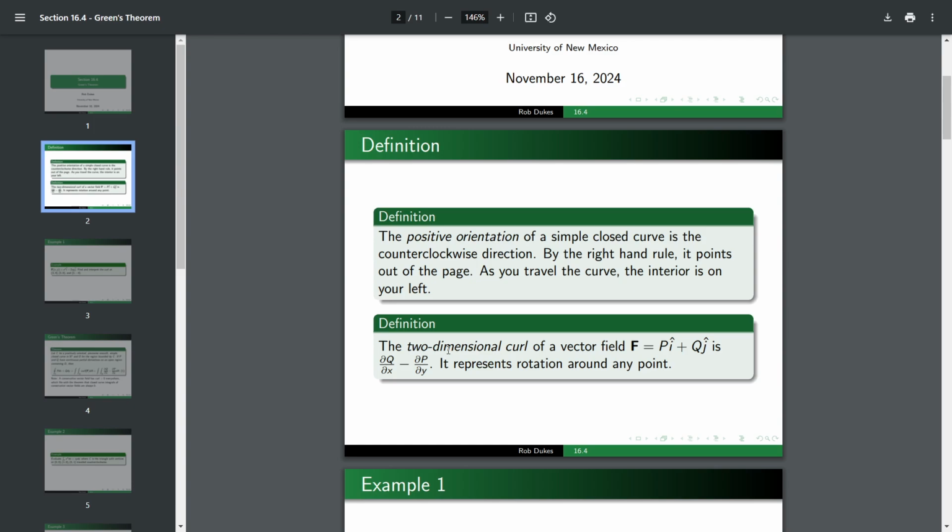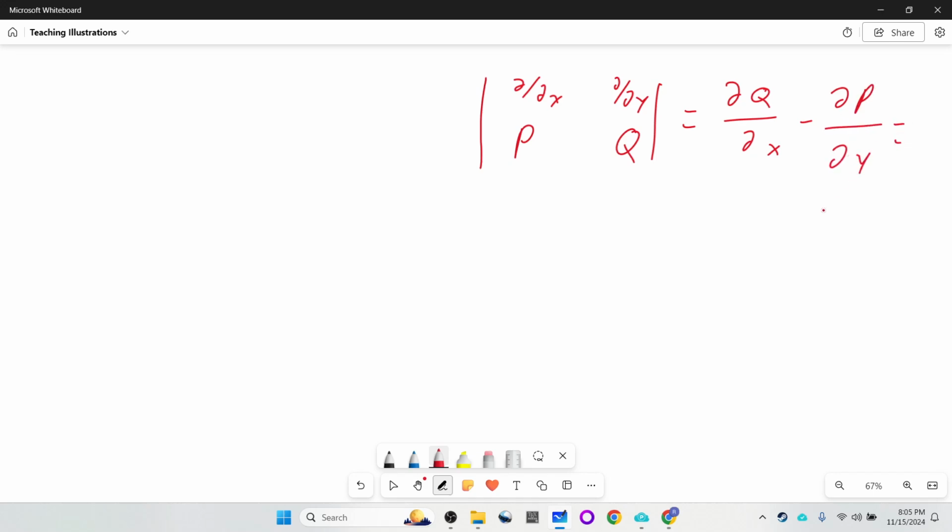And so then we can define the curl of a vector field as del q del x minus del p del y. And that represents rotation around any point. So we can do that as a matrix. I get the order mixed up sometimes. So we put the derivatives on top, and then we put p and q below. And so we get del q del x minus del p del y, and that's called the curl. They don't usually call it the curl, but it is. It's just a two-dimensional version of it. And it represents rotation around a point.